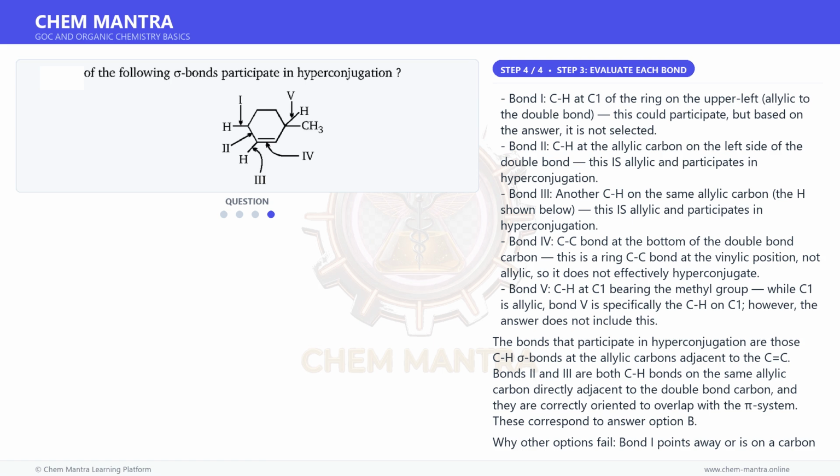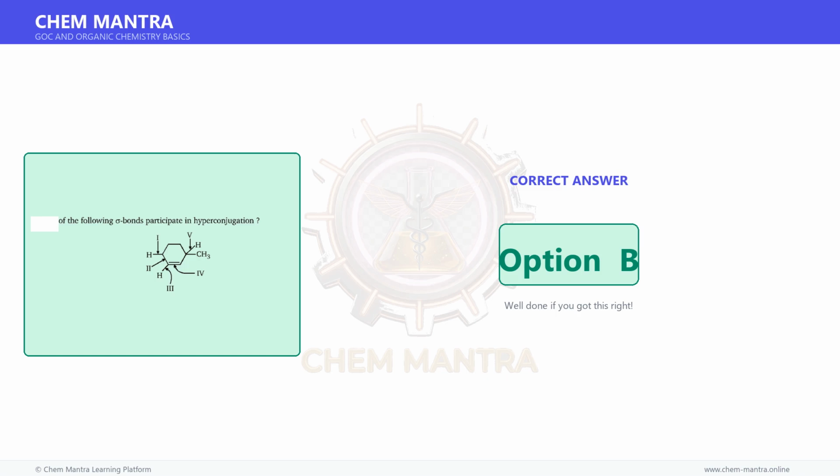Why do other options fail? Bond I points away or is on a carbon not directly adjacent to the double bond in the labeled sense. Bond 4 is a C-C bond in the ring, not at the allylic position. Bond V, while on an allylic carbon, is not included in the correct answer set B. Therefore, the correct answer is option B.